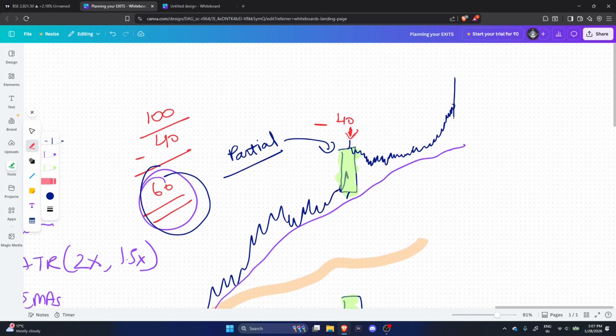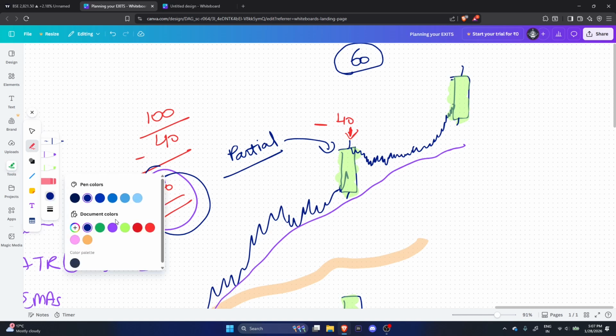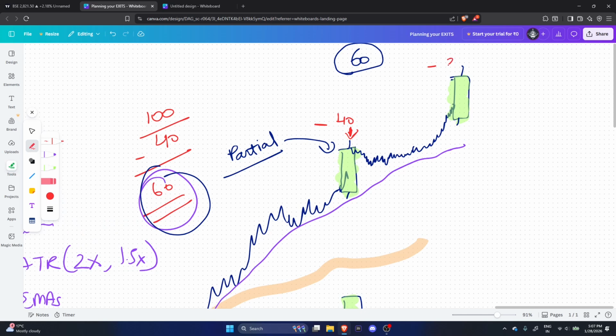Now let's say you are again facing this buying climax condition. So now we are remaining with 60 stocks. Let's say you are pretty positive that this stock might go even further. So just take an exit of half of that, maybe 50%, 30. Now we are remaining with 30 stocks.